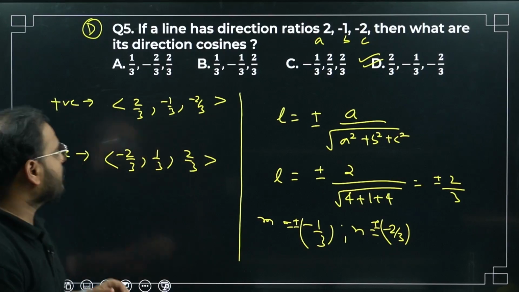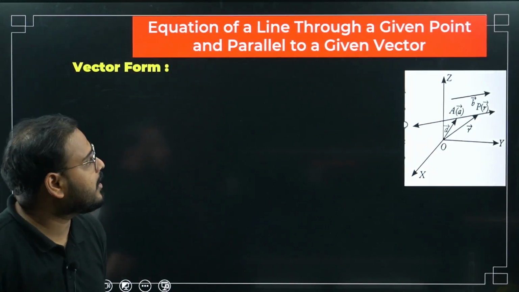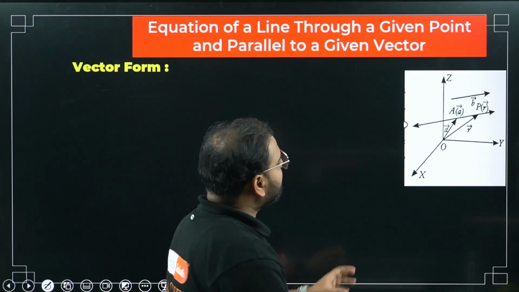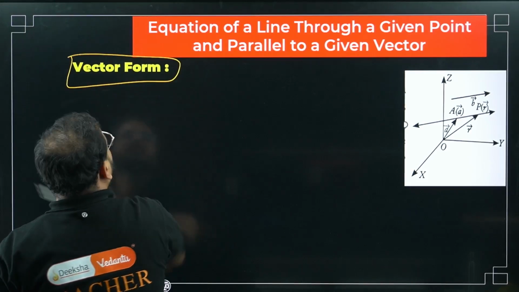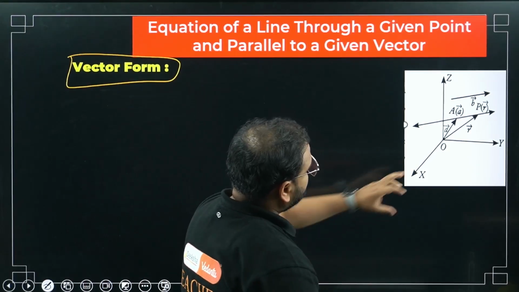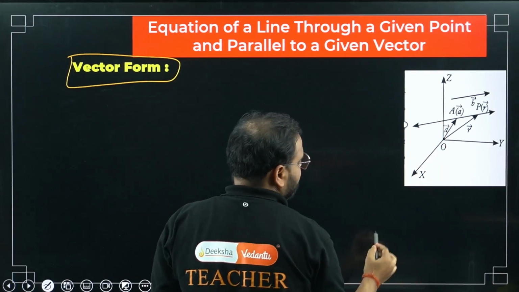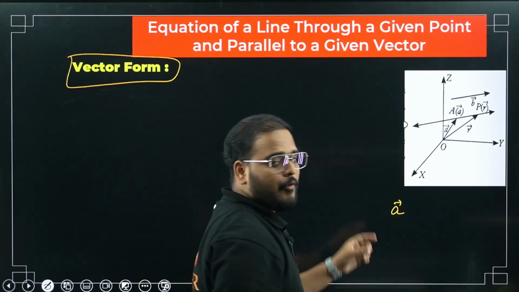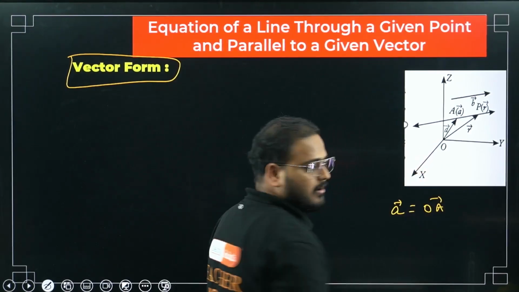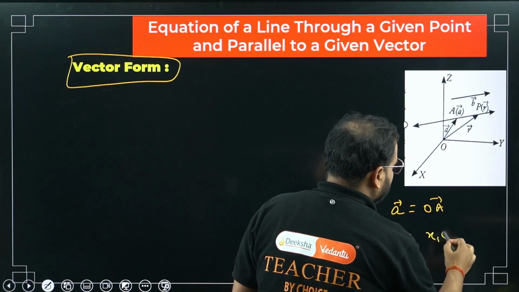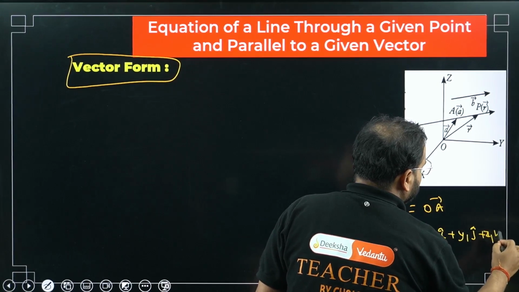Okay, great. Now moving on to the next concept, which is equation of a line through a given point and parallel to a given vector. So we are looking for a vector, the equation of line in the vector form, for a line which is passing through the point A. So I can write this vector A. What is vector A? Vector A is the position vector of the point A. Basically write it as OA. Now I can write this as, let's say, x1 i cap plus y1 j cap plus z1 k cap, right?